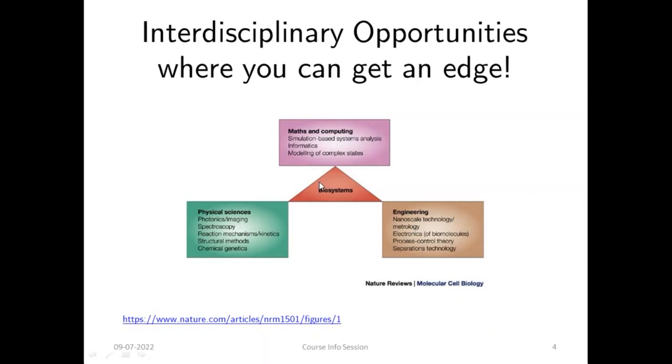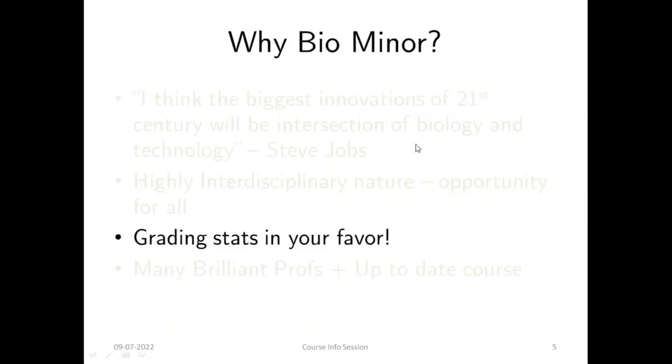It says nanotechnology, electronics. We have a biomedical engineering course. We have a nanobiotechnology course. It says photonics and imaging. We have a biomedical imaging course. It says spectroscopy. We have a biophysical chemistry course in the bioscience department that deals with spectroscopy. It says chemical genetics and structural methods and reaction mechanism, kinetics. Even all of these courses are running in the bioscience department.